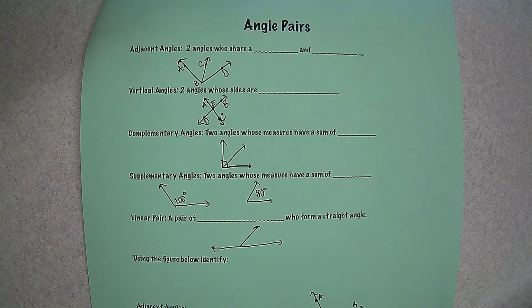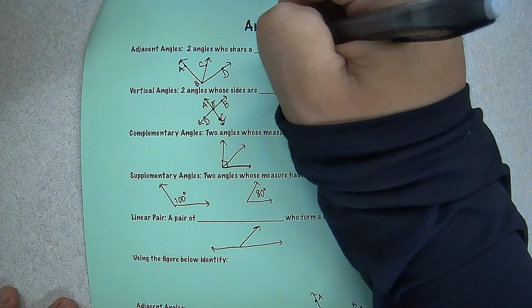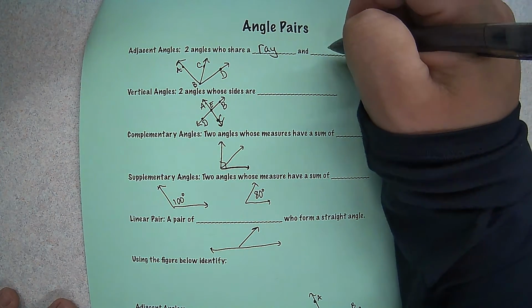This video is on angle pairs. The first angle pair that we are going to look at are called adjacent angles, and they are two angles that share a ray and a vertex.